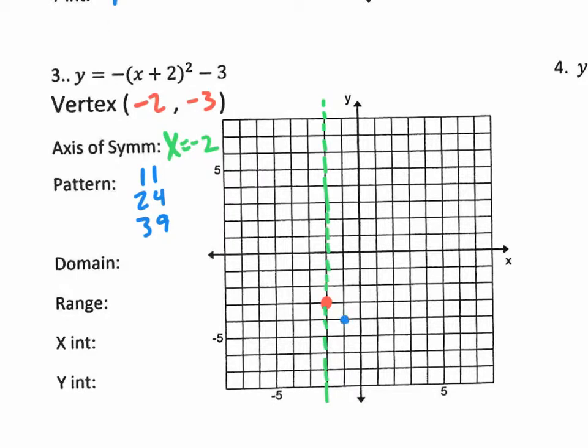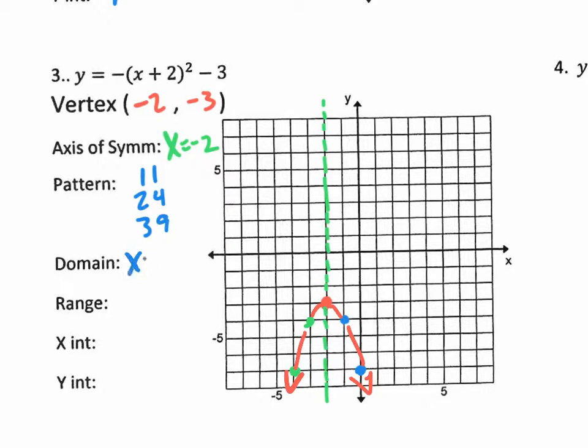Go back to the vertex, go 2 over 4 down. 1, 2, 3, 4, put a dot right there. And of course, if you went 3 over 9 down, you'd be off the graph, so don't even bother doing that one. Map those coordinates over to the other side. Graph your parabola, and we're done. All we have to do is state everything else.